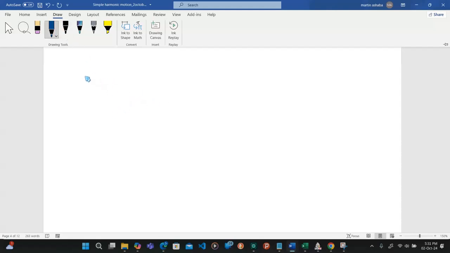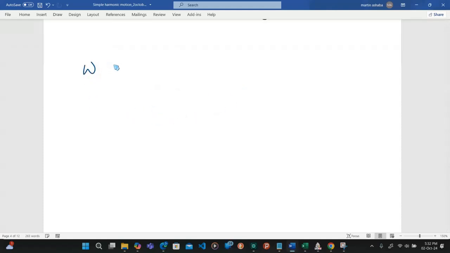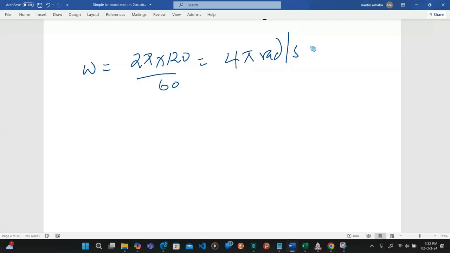Now, let's look for our omega. We have now seen that our omega is equal to 2 pi times 120 divided by 60. Maybe we can calculate that. So 120 divided by 60 is 2, and 2 times 2 is 4, so this is 4 pi radians per second.